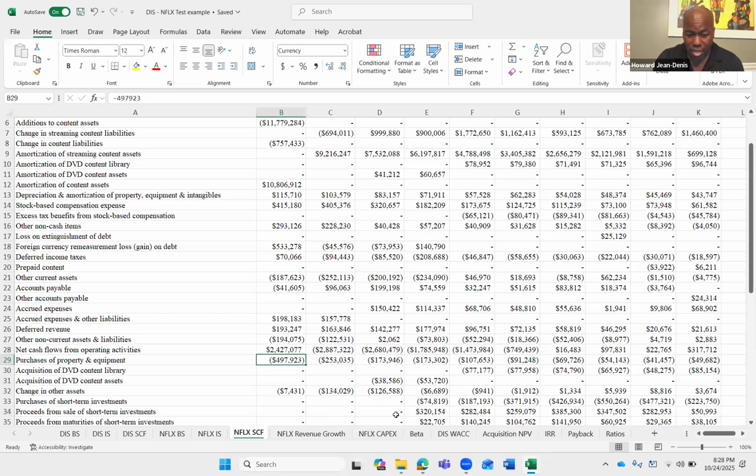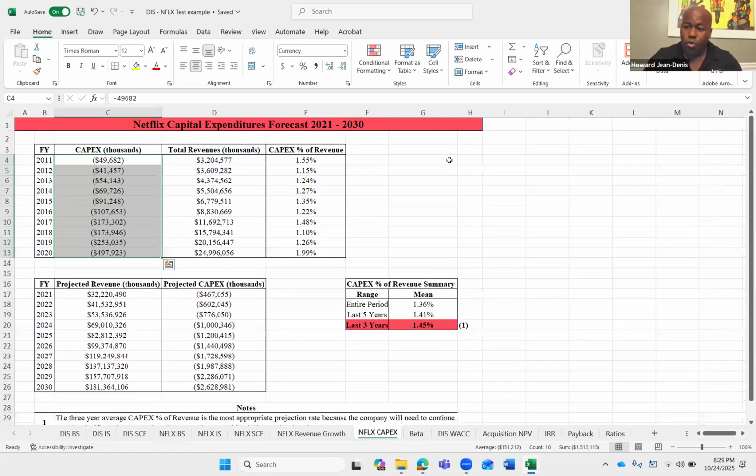And so what we'll do next is find out how much capital expenditure has been as a percentage of revenue. So this is how much a company has been producing overall, the gross. And we're saying that might be an interesting percentage to forecast moving forward. If you look at this column here, you'll see it's been about 1.5, 1.2, 1.9.